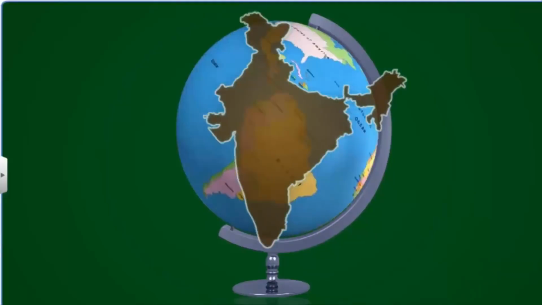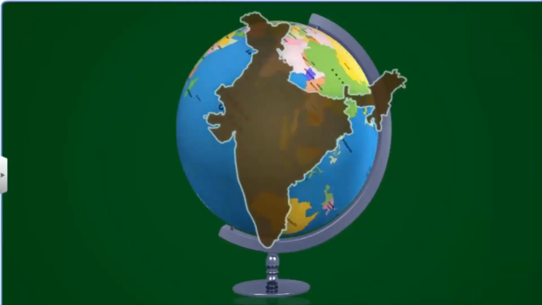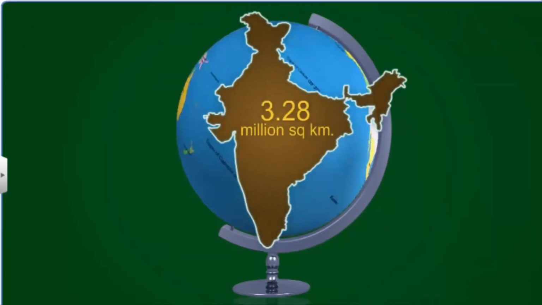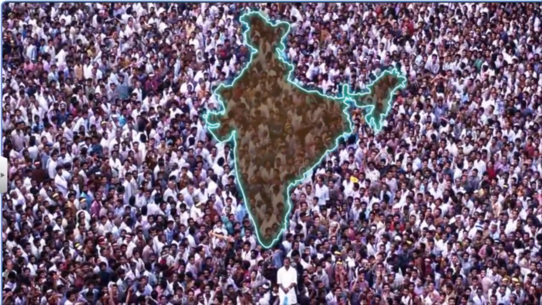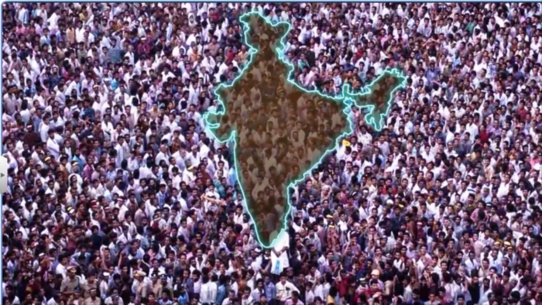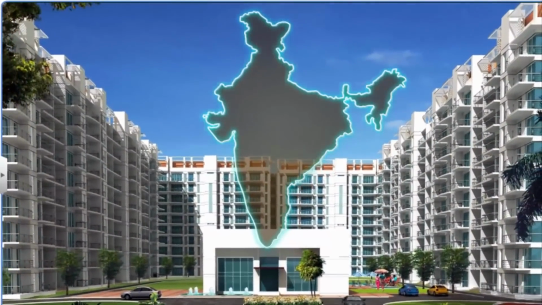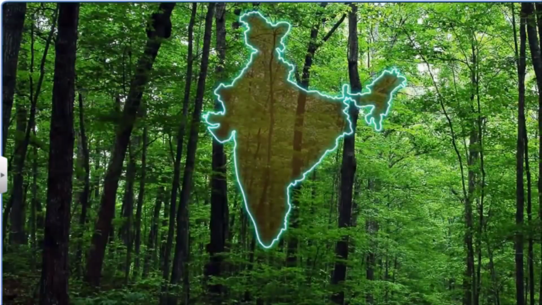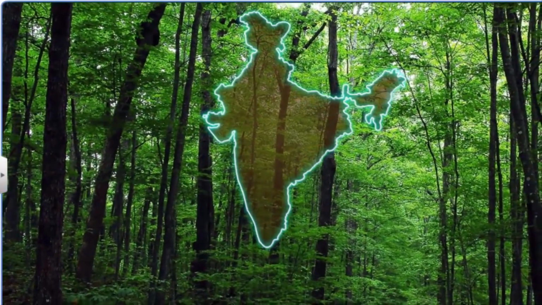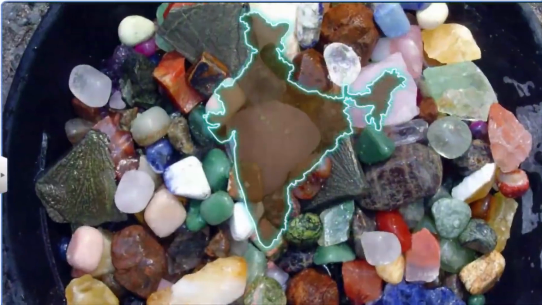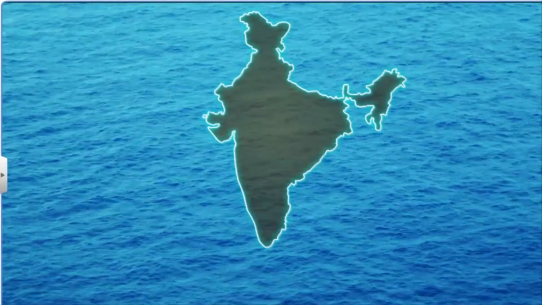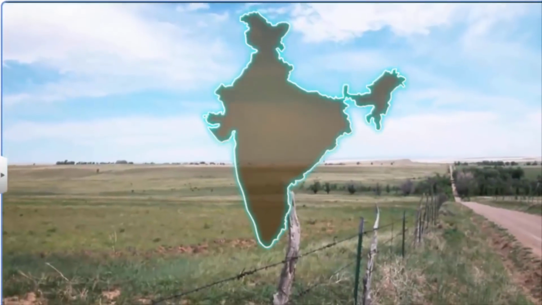India is the 7th largest country in the world, with a geographical area of about 3.28 million square kilometers. This land is a valuable resource that supports our population, buildings, farmlands, and forests, and also provides us with rich mineral, water, and soil resources.